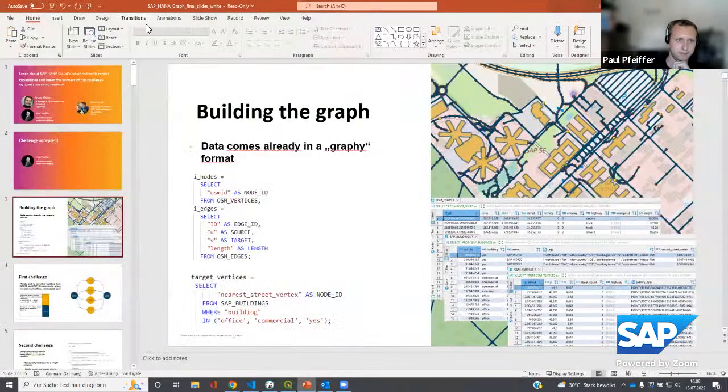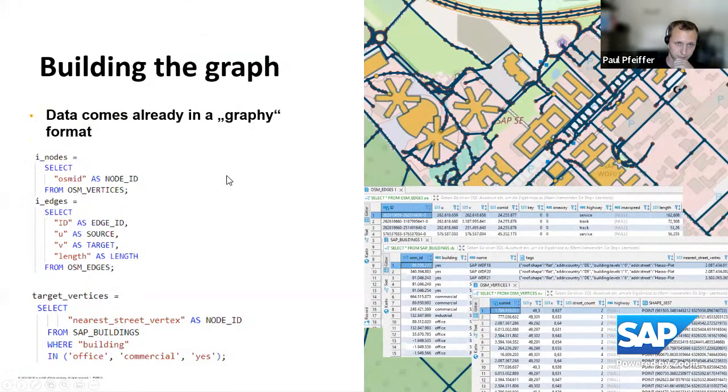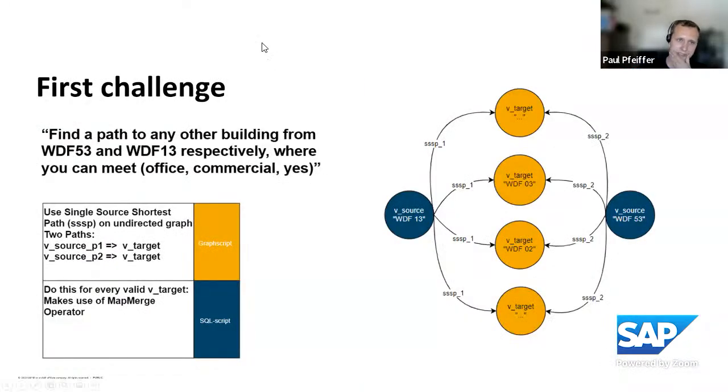Going back in here. So now I built the graph. It's already set up. And now there was the challenge. Actually, I divided it for you into two parts. The first part would be a more technical one. So how do I do that?